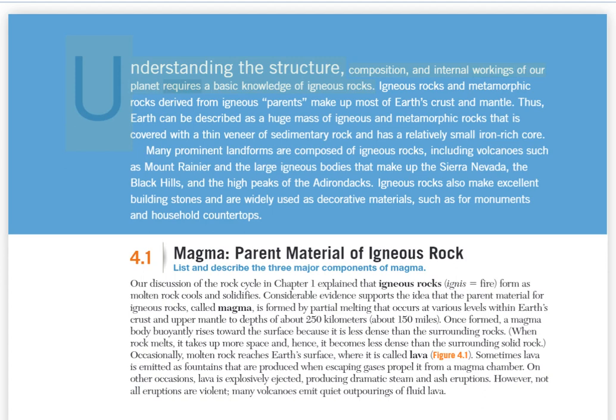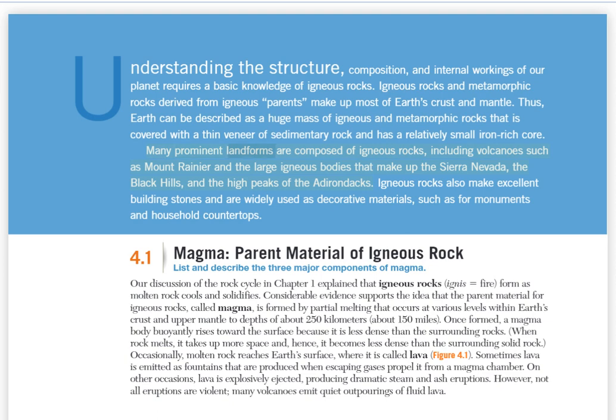Understanding the workings of our planet requires a basic knowledge of igneous rocks. Igneous rocks and metamorphic rocks derived from igneous parents make up most of Earth's crust and mantle. Thus, Earth can be described as a huge mass of igneous and metamorphic rocks that is covered with a thin veneer of sedimentary rock and has a relatively small iron-rich core.